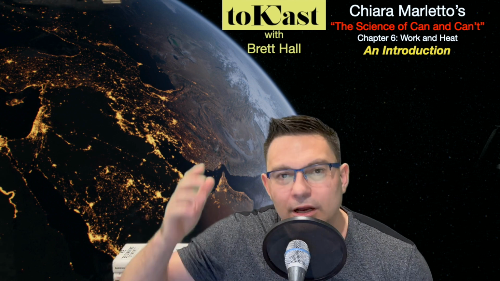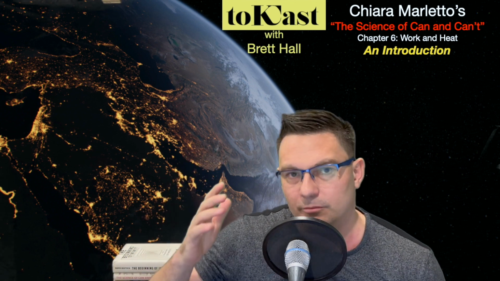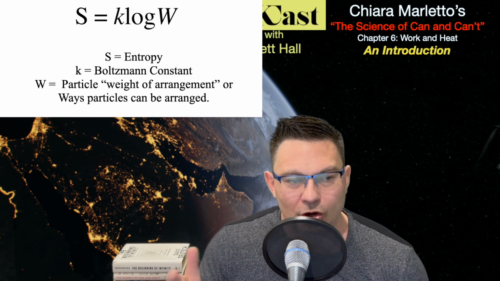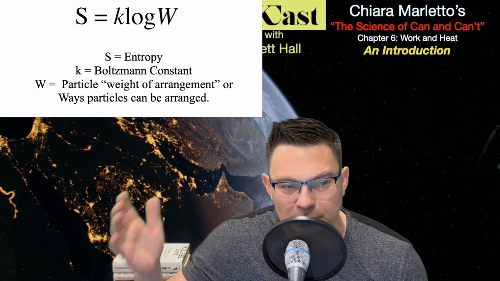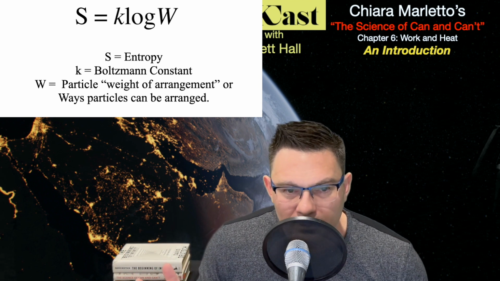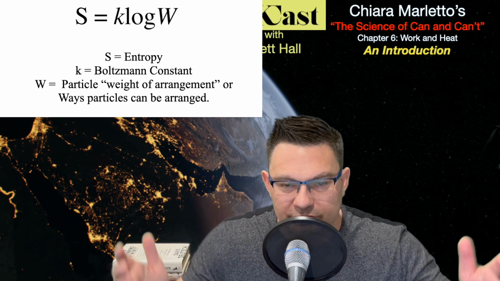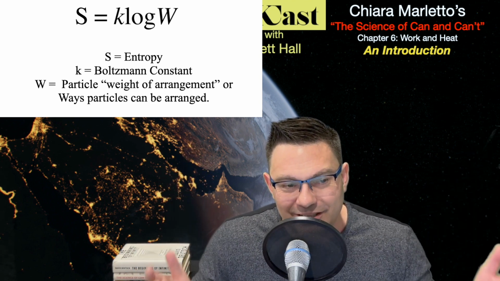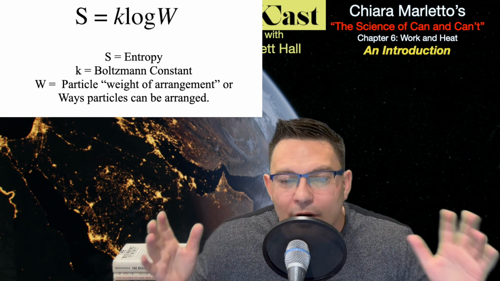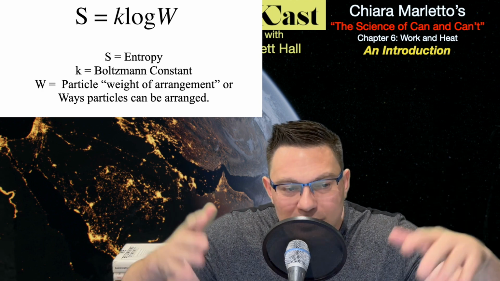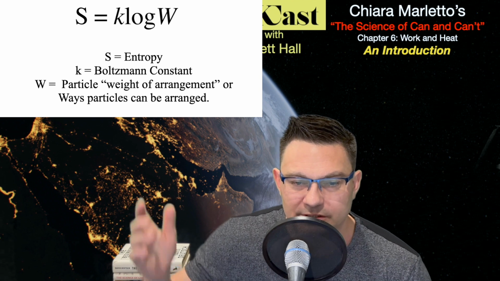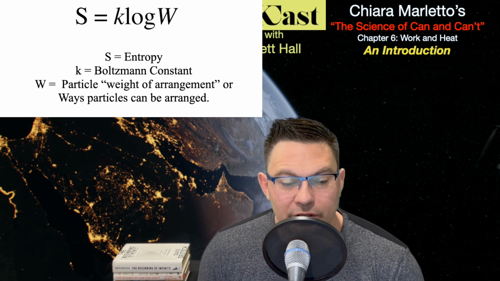The formula normally taught for entropy is this one: S = k log W. Here k is the Boltzmann constant, just as before, and it appears in our definition of temperature as well. S is the entropy, but here W is not the work, it's the weight of arrangement of particles, the ways the particles can be arranged to achieve some amount of energy. But anyways, that's the formula for total entropy.